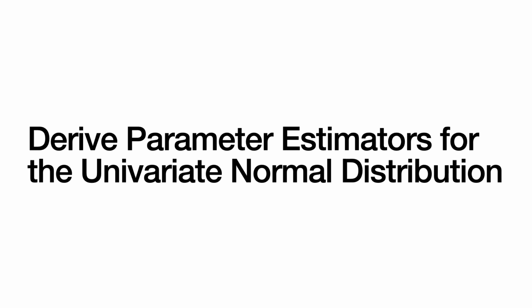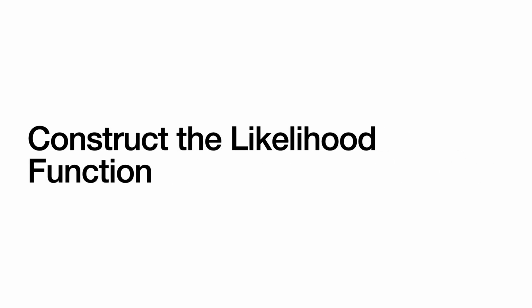In this first major section, we look in detail at the process for deriving parameter estimators for the univariate normal distribution using maximum likelihood. The starting point for our derivations is the likelihood function, which we need to define and construct.